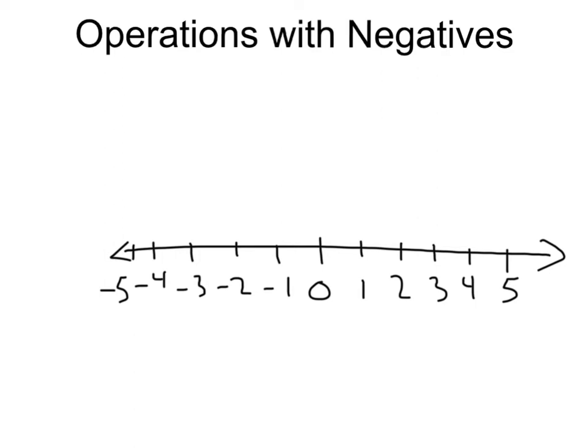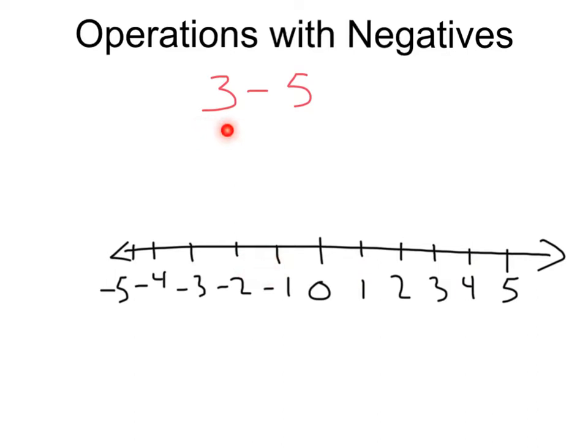Let's do a quick review on operations with negatives, starting with addition and subtraction. Let's say we had 3 minus 5, and now I drew a number line down here because I always feel that a number line helps me visualize what's actually happening with the number.